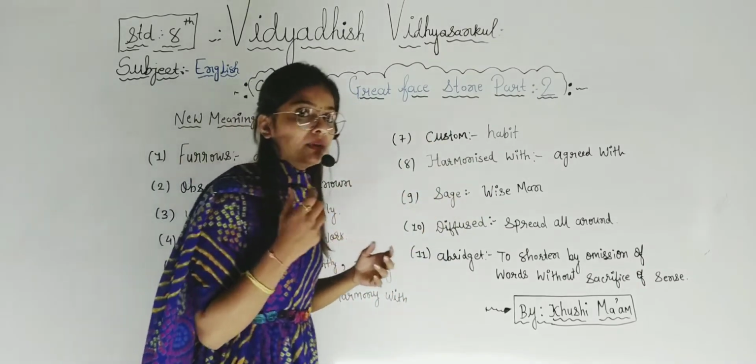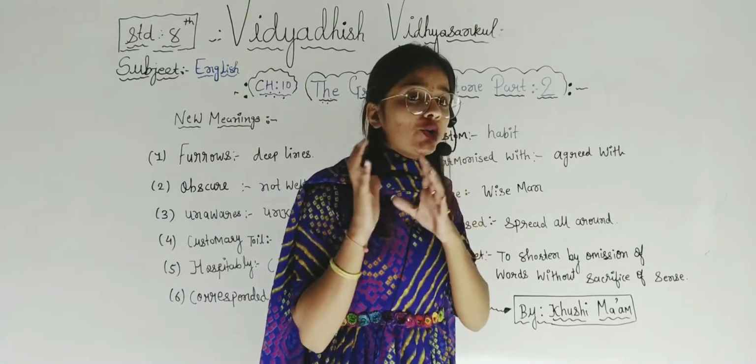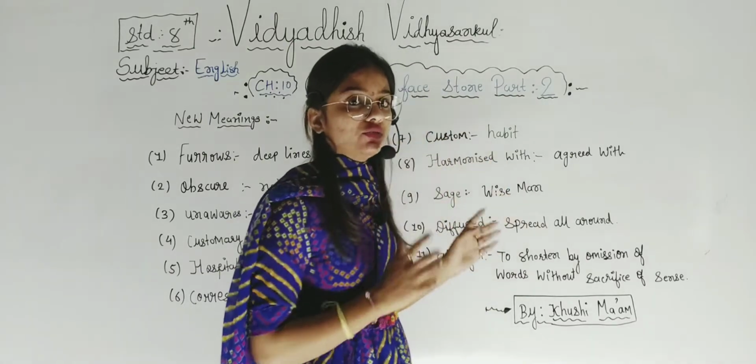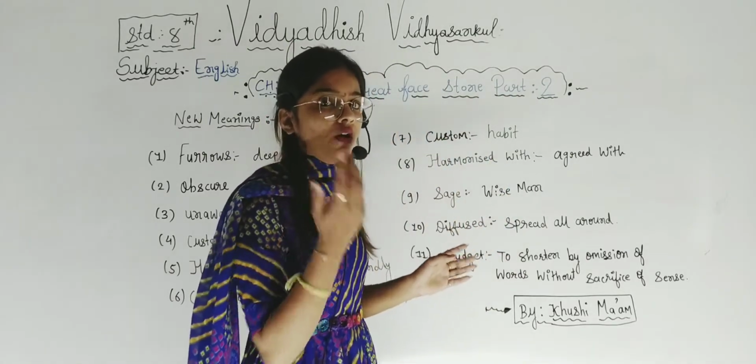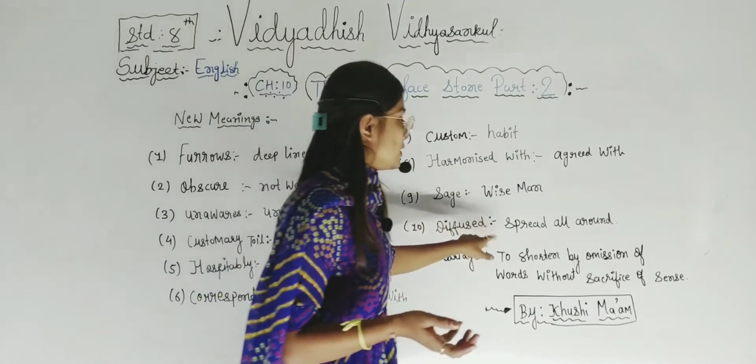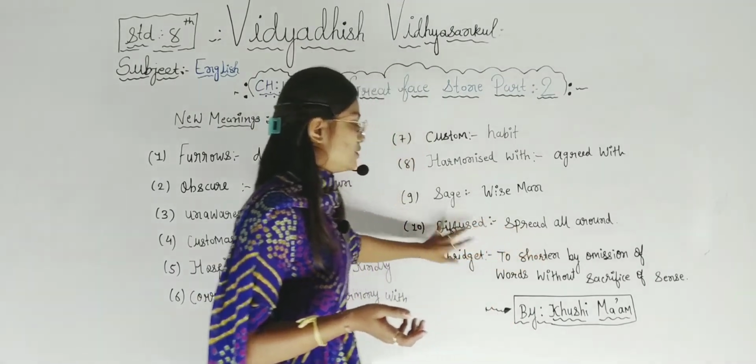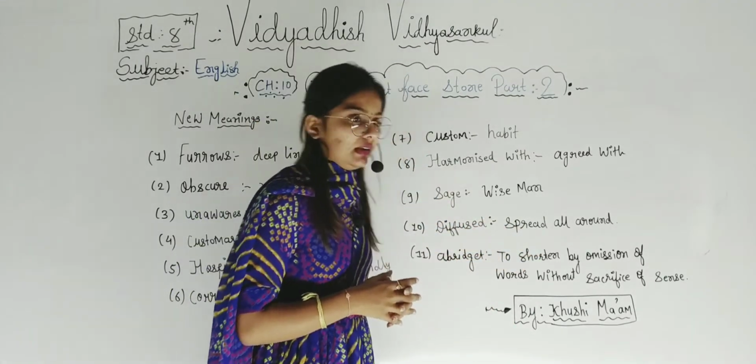So what happened is that the rumors about the Great Stone Face spread all over the valley. So here what did we use in place of this? Diffused all around the valley.